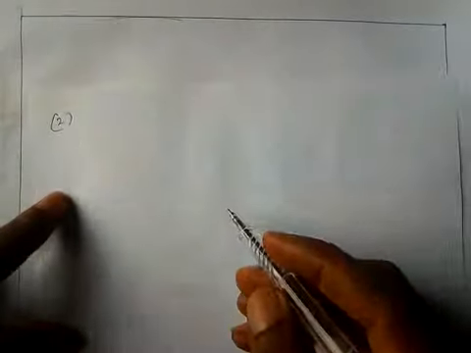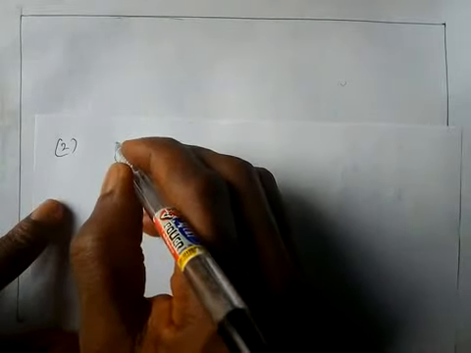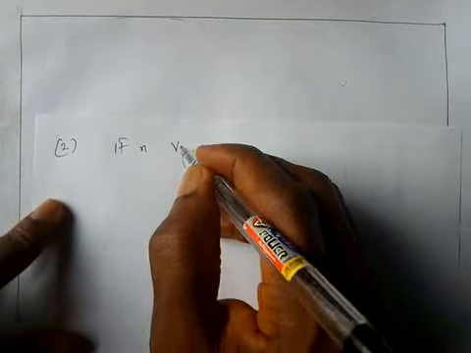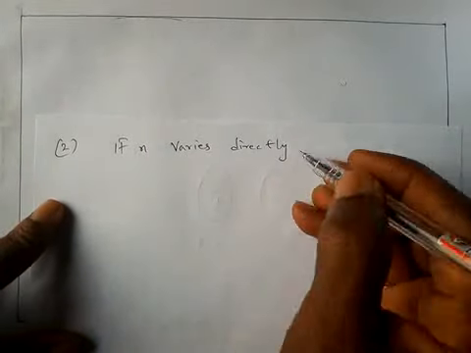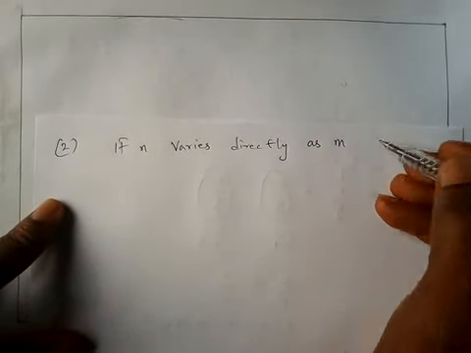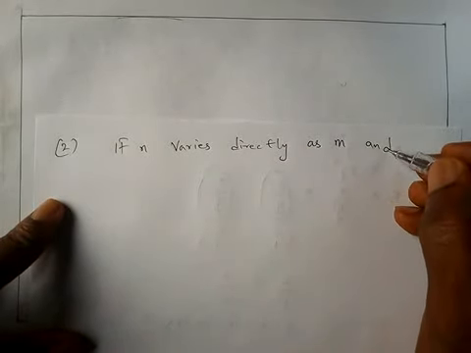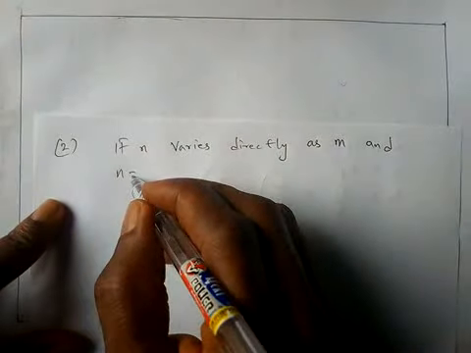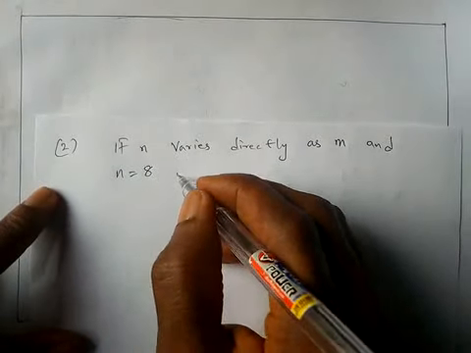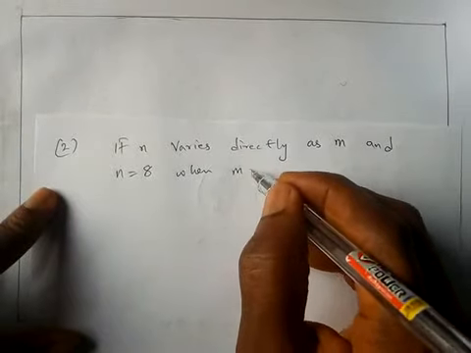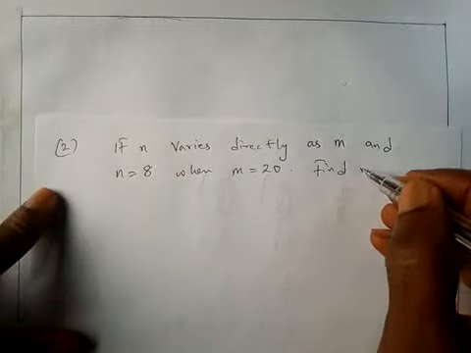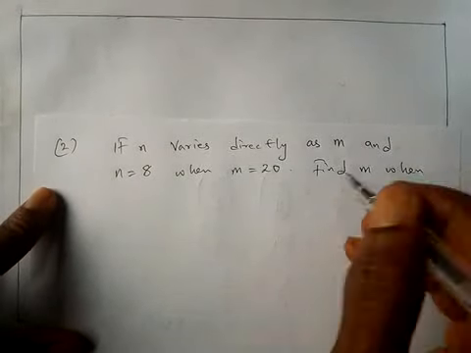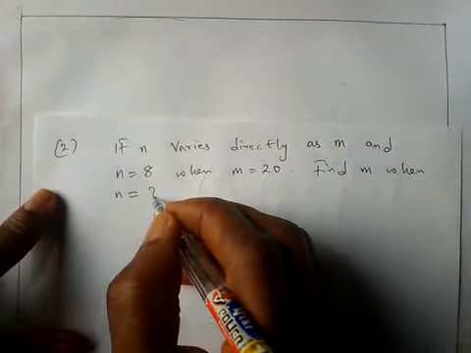It says, if n varies directly as m, and n equals 8 when m equals 20, find m when n equals 7.